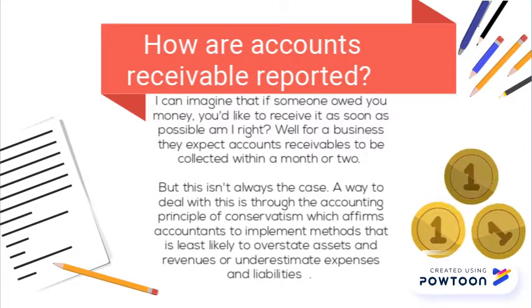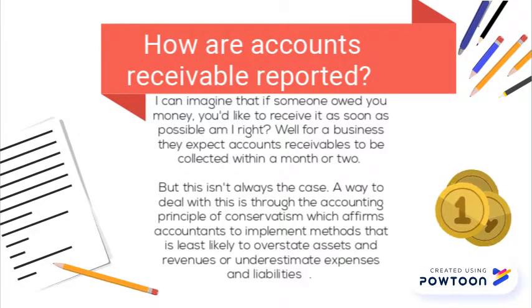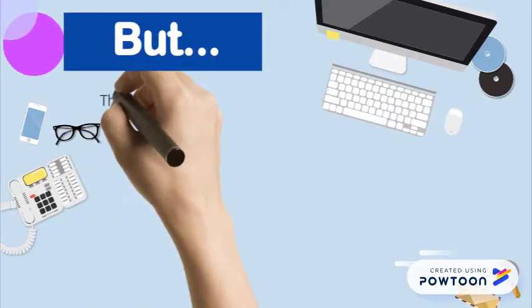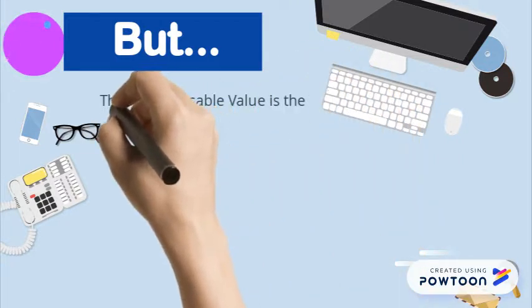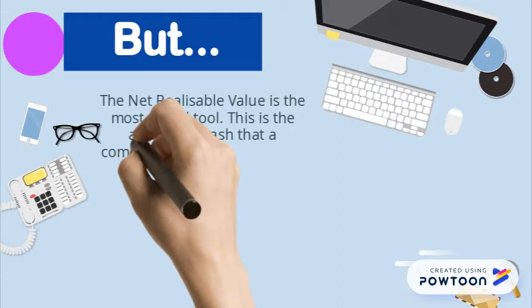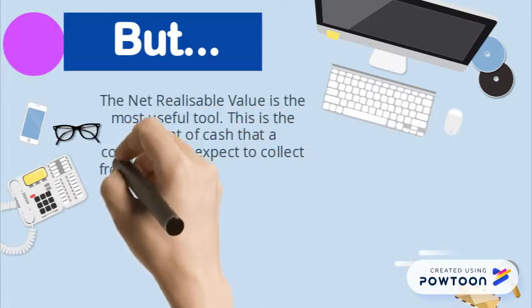A way to deal with this is through the accounting principle of conservatism, which affirms accountants to implement methods that are least likely to overstate assets and revenues or understate expenses and liabilities. But the most useful tool is the net realizable value. This is the amount of cash that a company can expect to collect from its gross balance of accounts receivables.